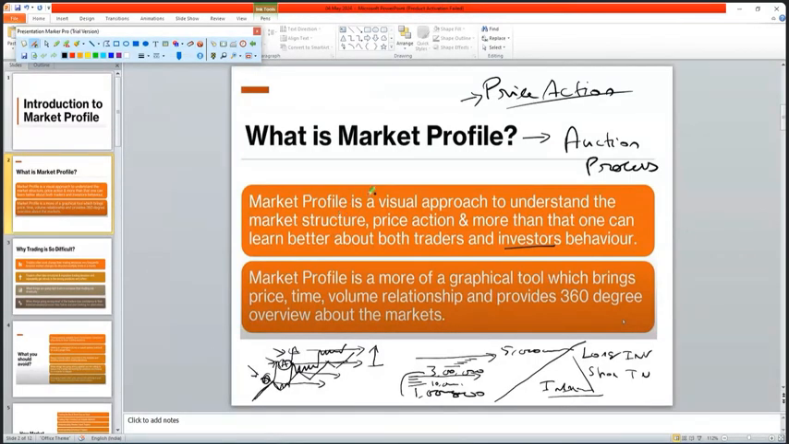So we need to understand the market behavior. Why do we need to understand the market behavior? Because we have various types of participants. That's why market profile helps us know the auction process very well compared to other charts, and gives importance to who is in control of the market now. Whose control is the market in?